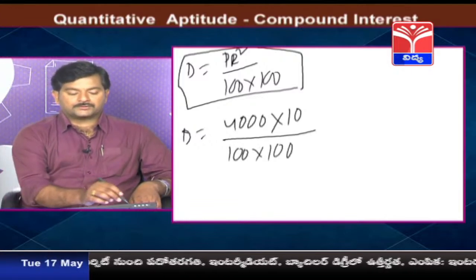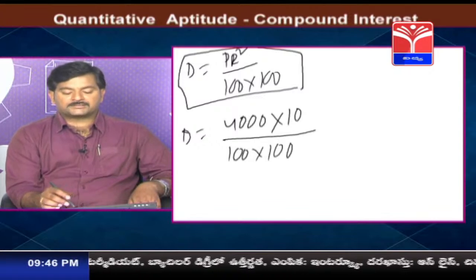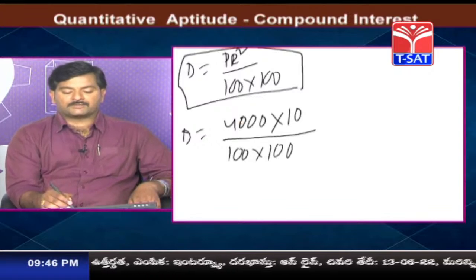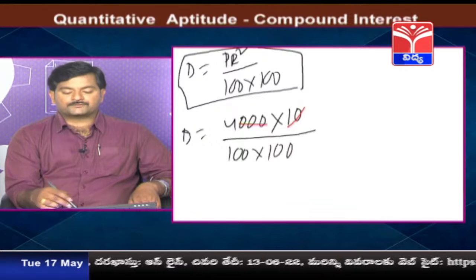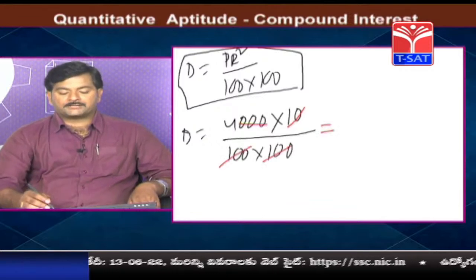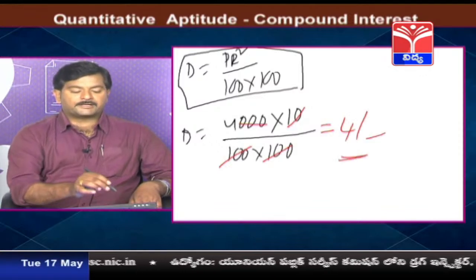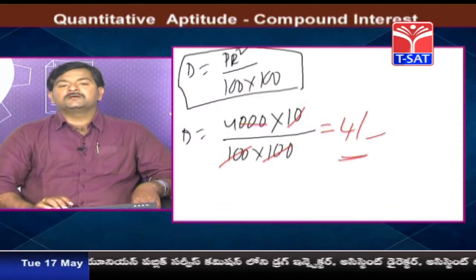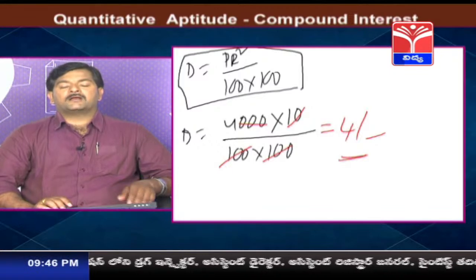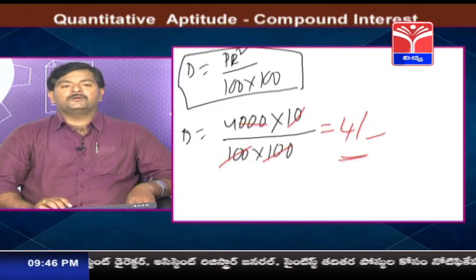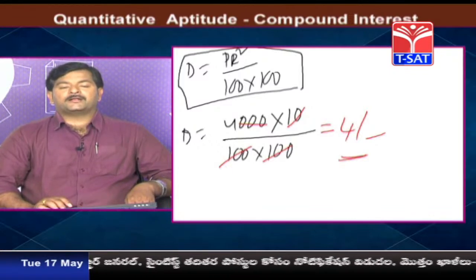Okay. So simplification for this 30 and 1 this 0. The 4 zeros are cancelled. What am I getting as the total amount? Difference is equal to how many rupees am I getting? I am getting it as 4 rupees. Formula is what? D is equal to PR square by 100 into 100.